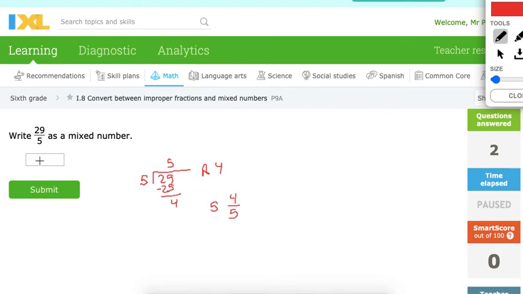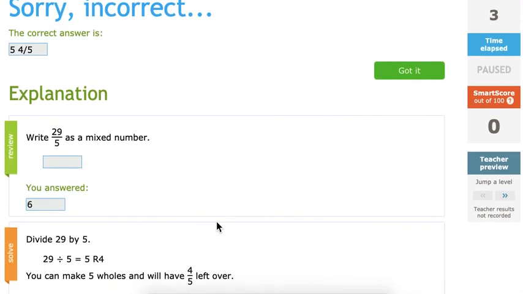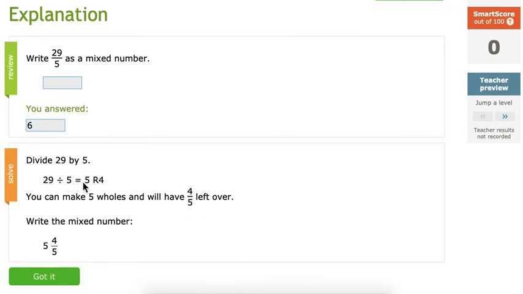Let's say you don't know how to do that. What you can do is you can just put something in there, hit submit, and you'll get it incorrect, and it will show you how to do it. And it just says here, divide it by 5, you get 5, remainder of 4. So you get 5 and 4/5, just like we said. So if you don't know how to do it, get it wrong, and use this.